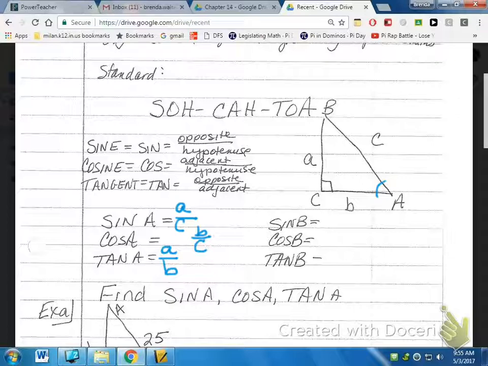Now we're referring to angle B. Okay, so angle B, sine of B, opposite over hypotenuse. So B over C. Cosine of B, adjacent over hypotenuse. A over C. And finally, tangent, opposite over adjacent, B over A.